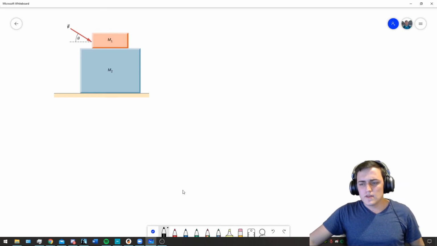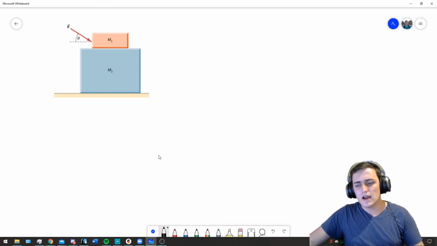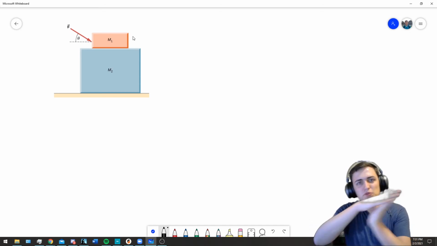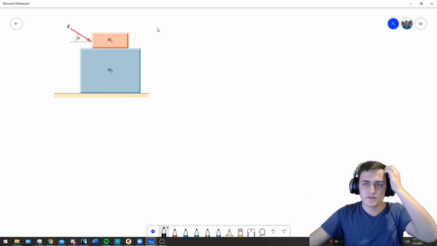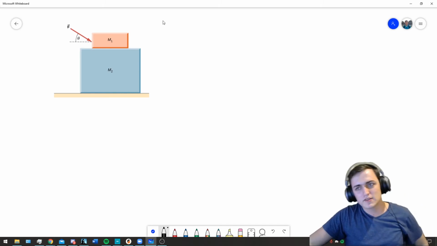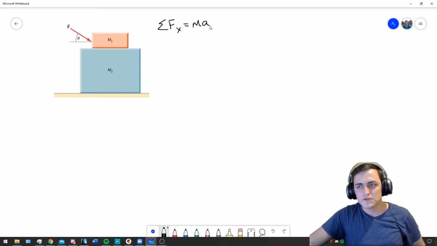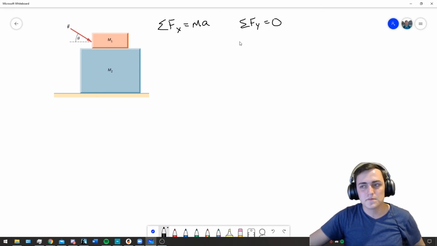So in this problem, we have to figure out the maximum force F where M1 does not slide off of the top of M2, so that they move together. And so we have to acknowledge that both blocks actually have an acceleration in the x direction. So the net force in x is equal to ma, and the net force in y is equal to 0 since the blocks don't accelerate up or down.